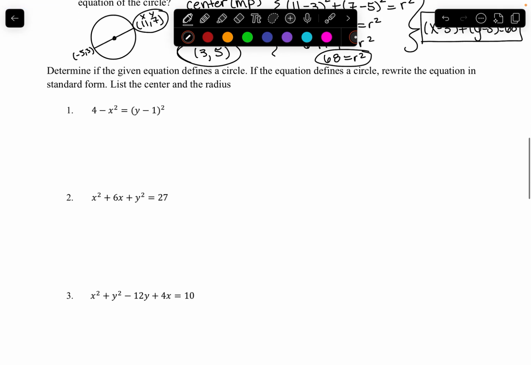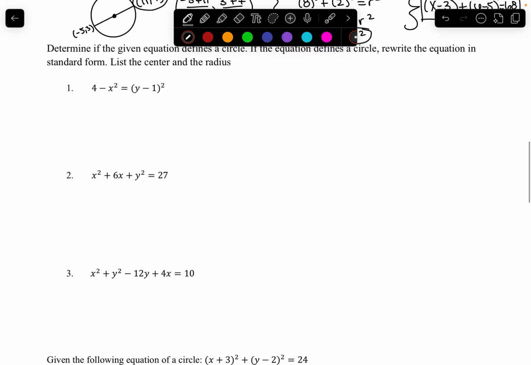All right, this next section says, determine if the given equations define a circle. If the equation defines a circle, then we're going to rewrite the equation in standard form, because if you look, none of these are in standard form. Really, number 1 is probably the closest looking thing to standard form. Okay, it says list the center and the radius.